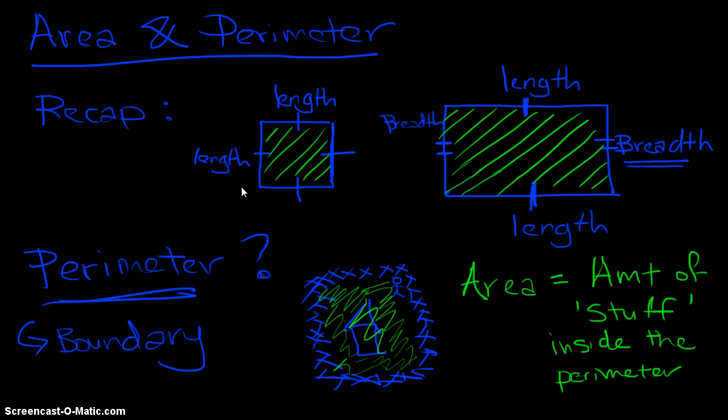So for the square, the perimeter is four lengths added together, length plus length plus length plus length, and for the rectangle it is the length plus the breadth plus the length plus the breadth. Okay, so that is the perimeter of the rectangle.